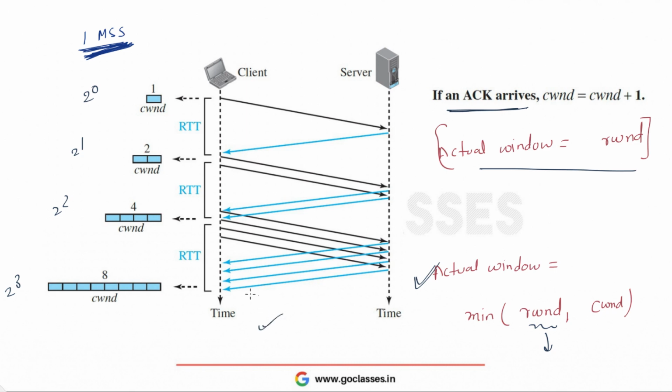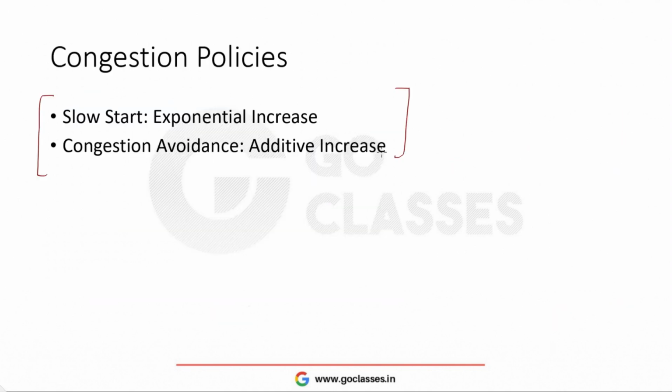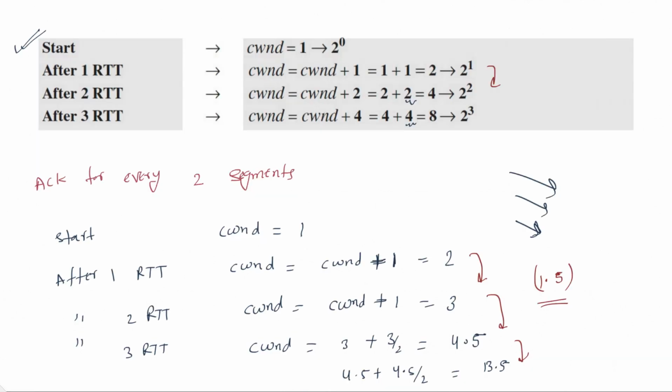Now I hope the slow start phase is clear: for every ACK I'm increasing the congestion window by one, and one congestion window means one MSS. So every time I'm increasing exponentially, and in this case in powers of 2. So there are two phases. One is slow start, which is done. Now there is one more phase, called congestion avoidance or additive increase. Let's see what it is, and then we will relate both of them.